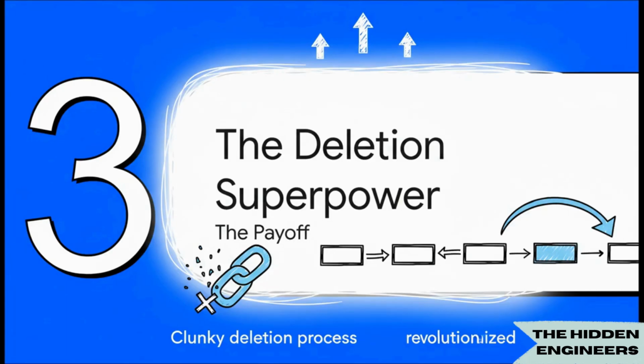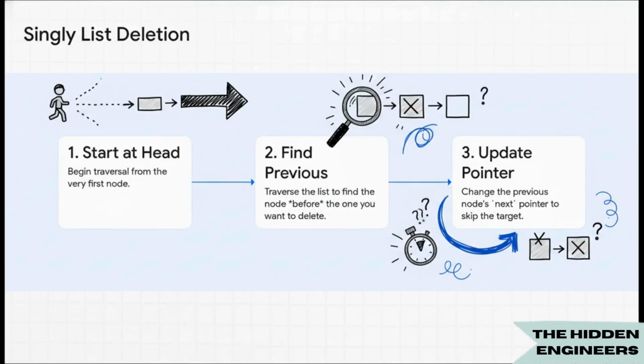And all this new flexibility, it's not just a cool party trick. It gives us what I like to call a deletion superpower. Remember that clunky, slow process we just talked about? Well, let's see how our new two-way street just completely blows it out of the water. First, just a quick reminder of the old way. With a singly linked list, if you want to delete a node, you have to start at the very beginning, walk all the way down the list to find the one before your target, and then you can finally do the surgery to cut it out.